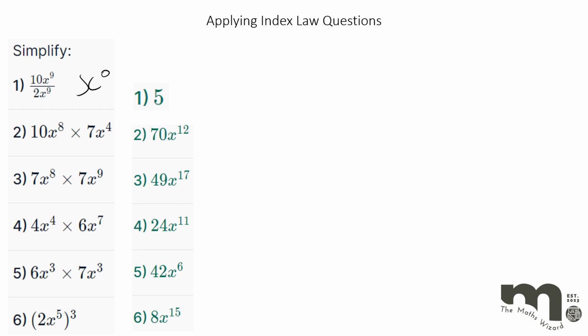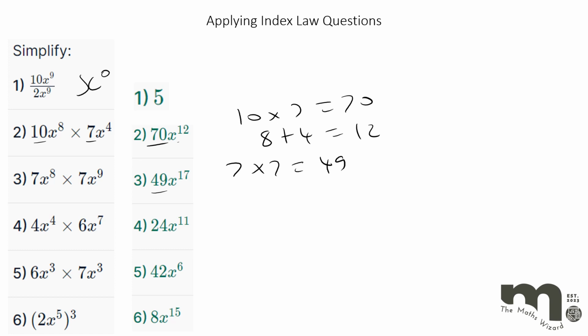Your next one, if you just look at the numbers, you've got 10 times 7, which is 70. And then you've got your index numbers. You've got 8 add 4 there, which will give you the 12. Let me just write that down. So you've got 10 times 7, which gives you 70, and then you've just got to add your index numbers together. Down here, 7 times 7 is 49. So that's why you get 49 here. And then if you do 8 add 9 for your index numbers, you'll get to the power 17.